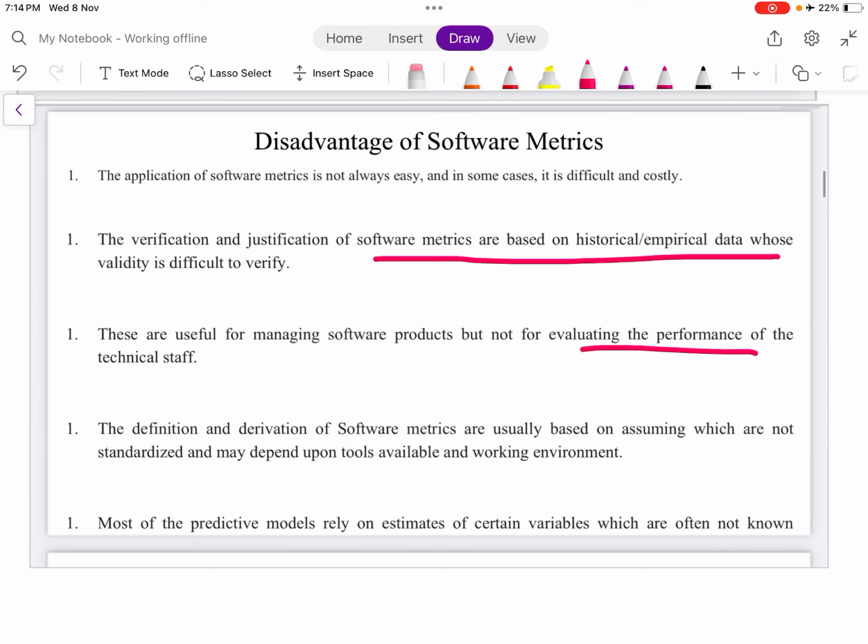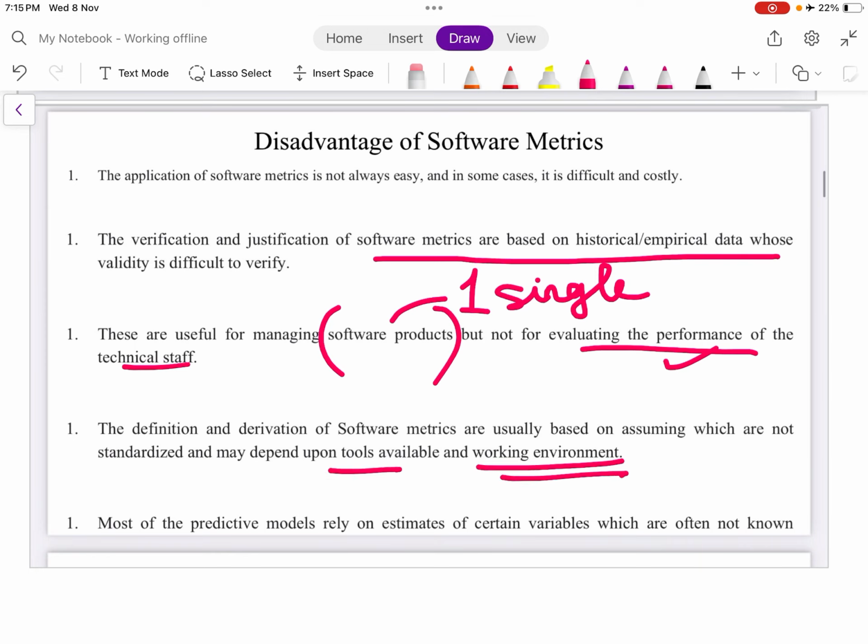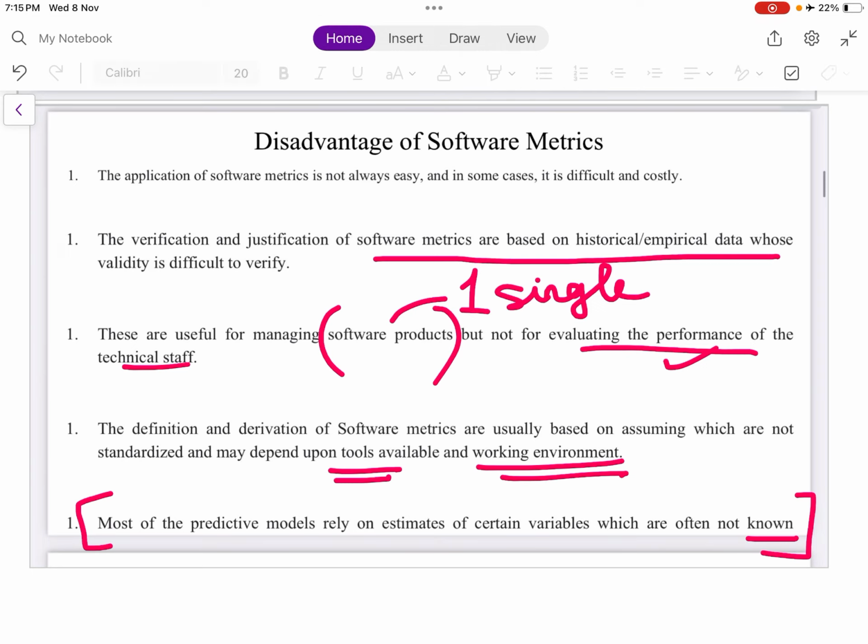So it cannot evaluate the performance because it can happen that the software product is made by a single person. So you cannot evaluate the performance of the technical staff. The definitions and derivations of software metrics are usually based on assumptions which are not standardized and may depend upon tools available and the working environment. So it will depend on the working environment and the tools which are available. Most of the predictive models rely on estimates of certain variables which are often not known. So the predictive models rely on estimates of certain variables which are not known.